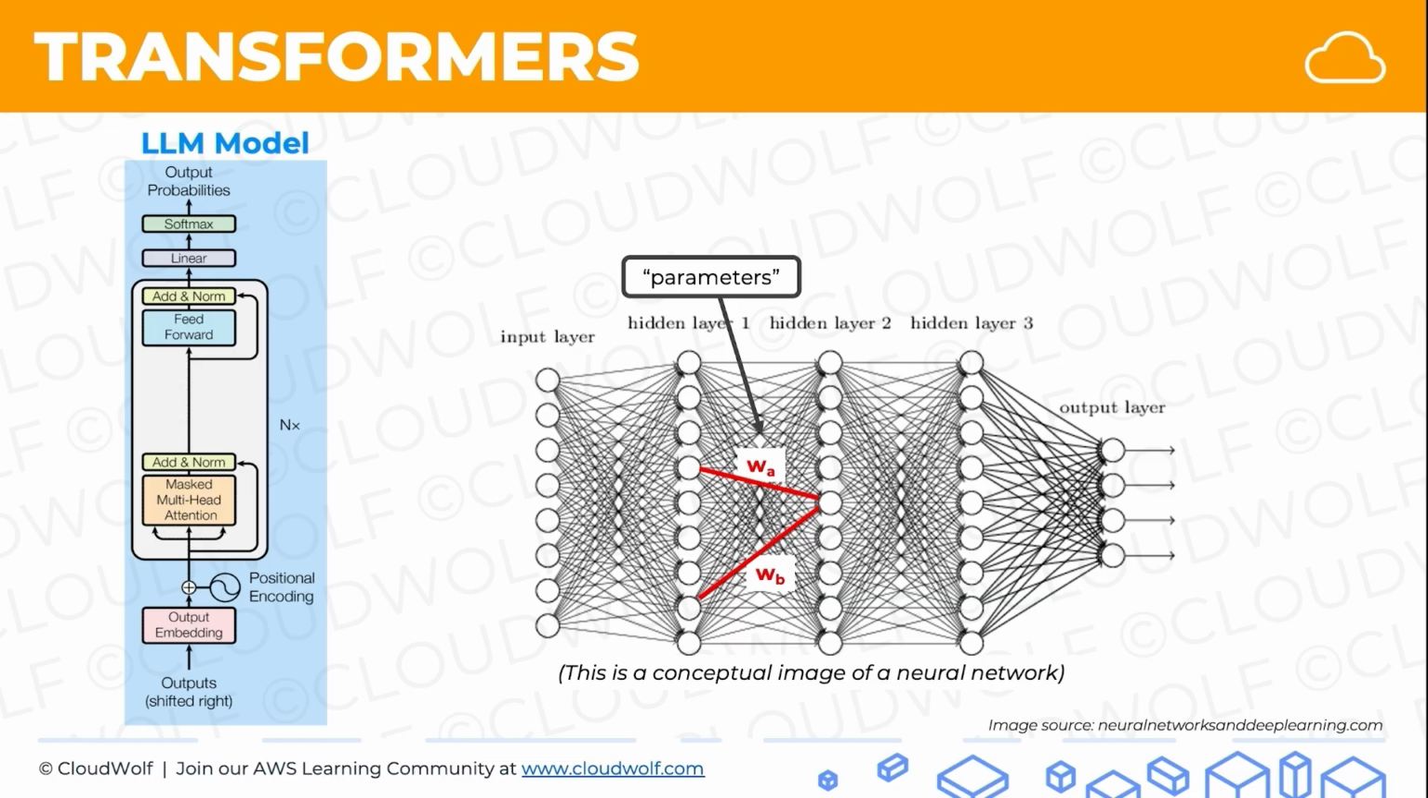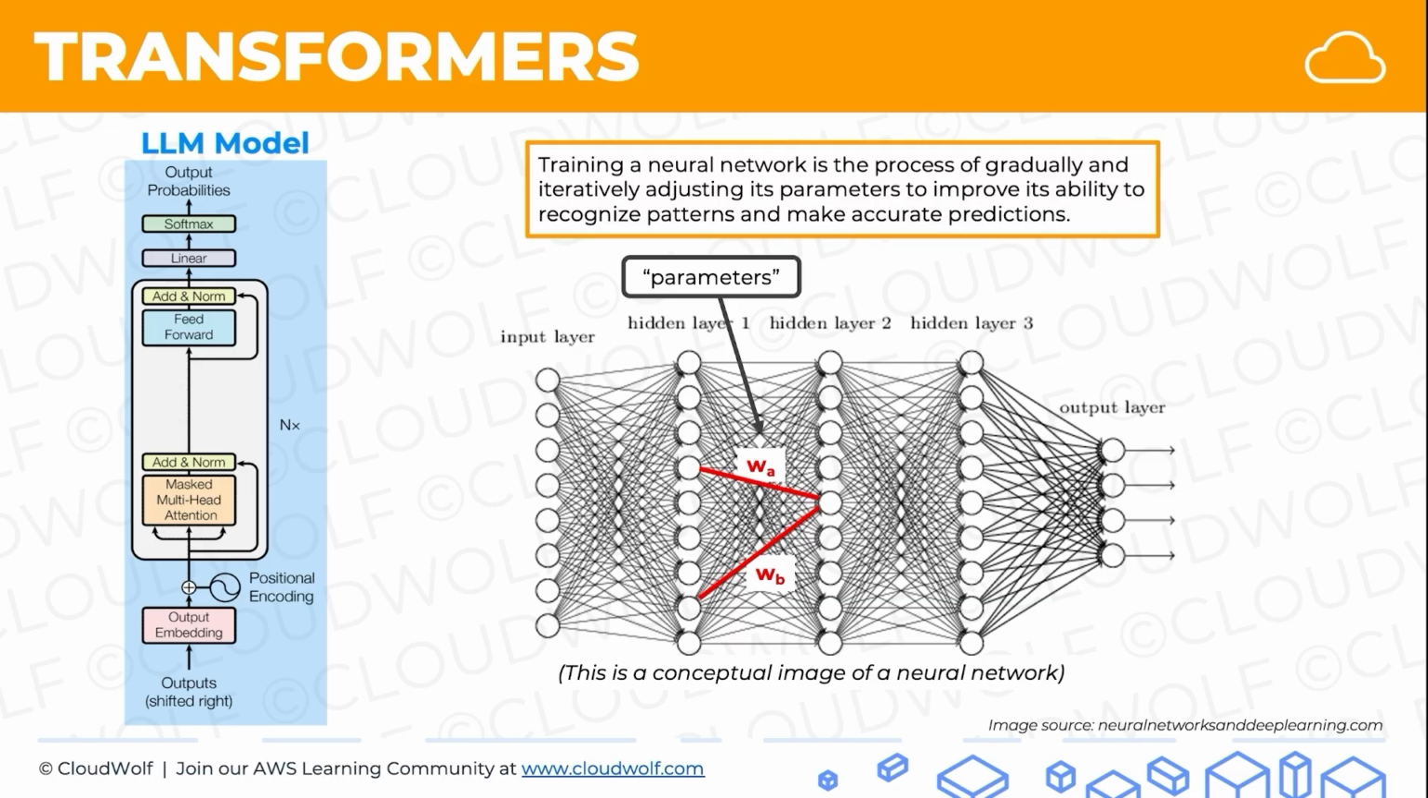So what you need to know for the exam, the most detail you need to know, is that training a neural network is the process of gradually and iteratively adjusting its parameters to improve its ability to recognize patterns and make accurate predictions. That's what training a neural network means.